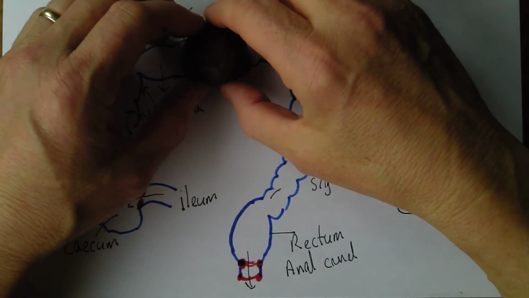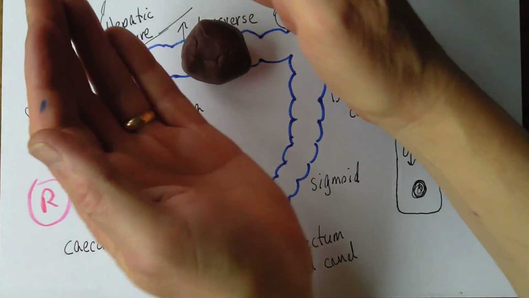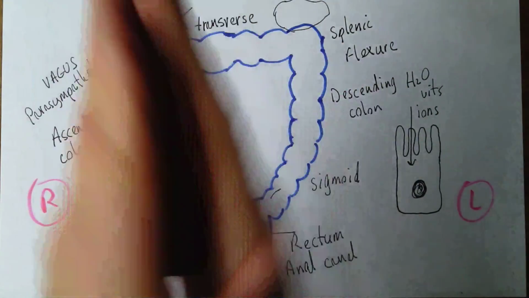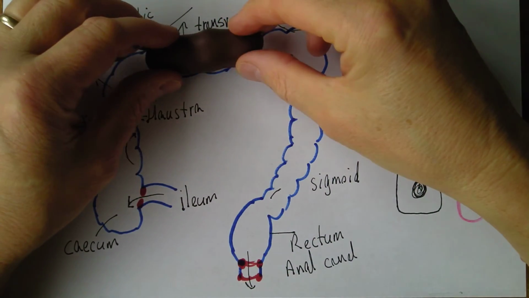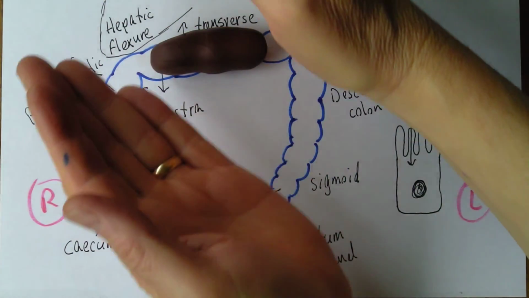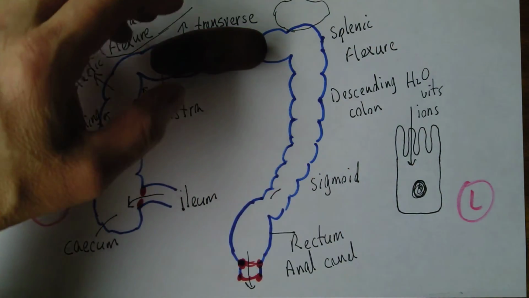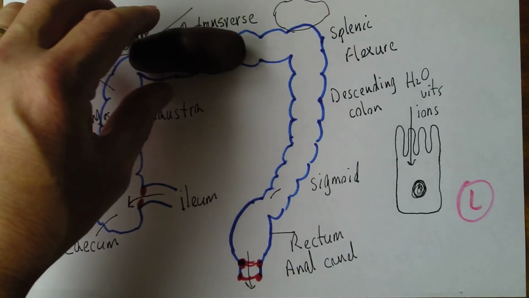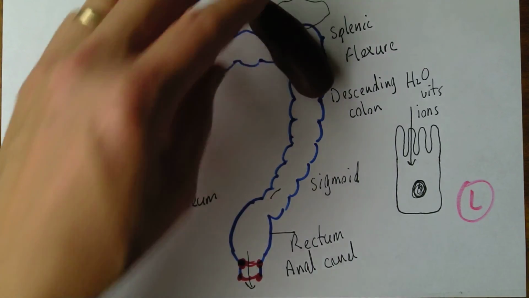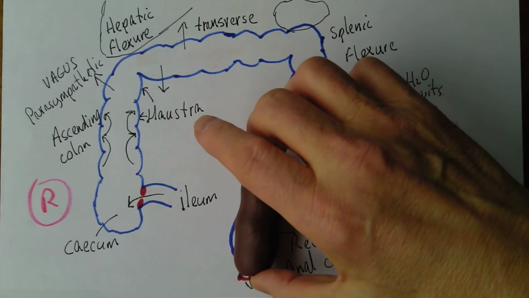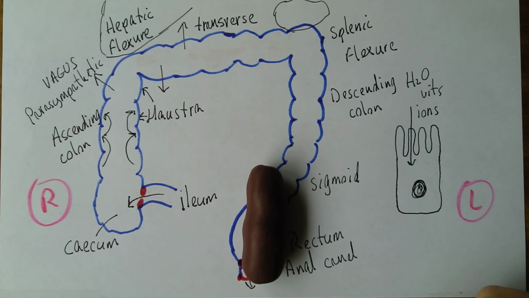we now have a large bulk of material, and you can see now it's very easy. It's very easy for the colon to be able to squeeze down onto that material. It doesn't have to work very hard to be able to pass this material along the transverse splenic flexure, descending sigmoid into the rectum.